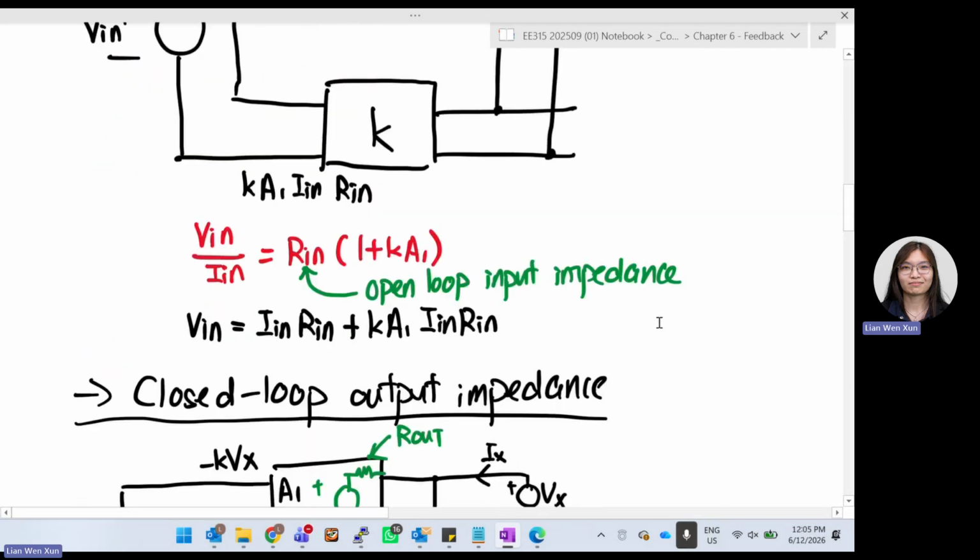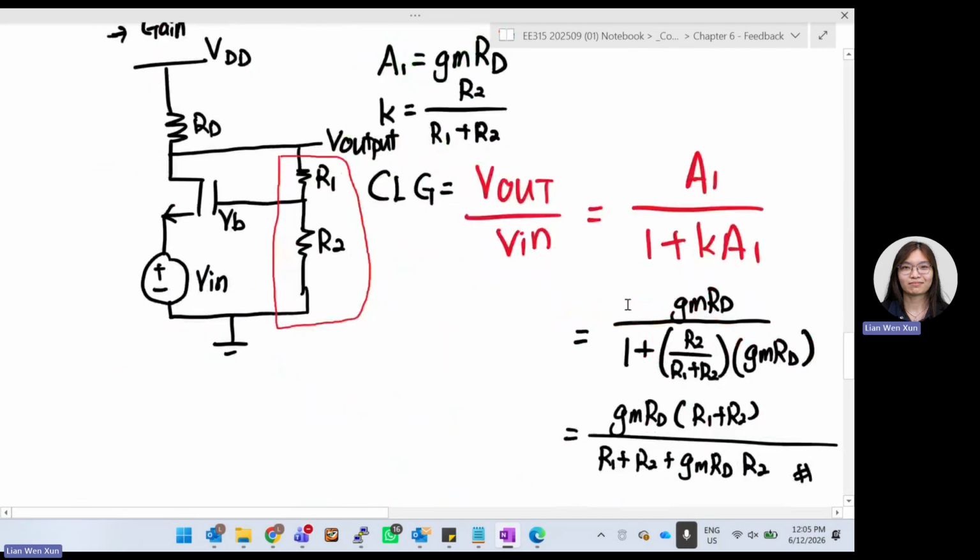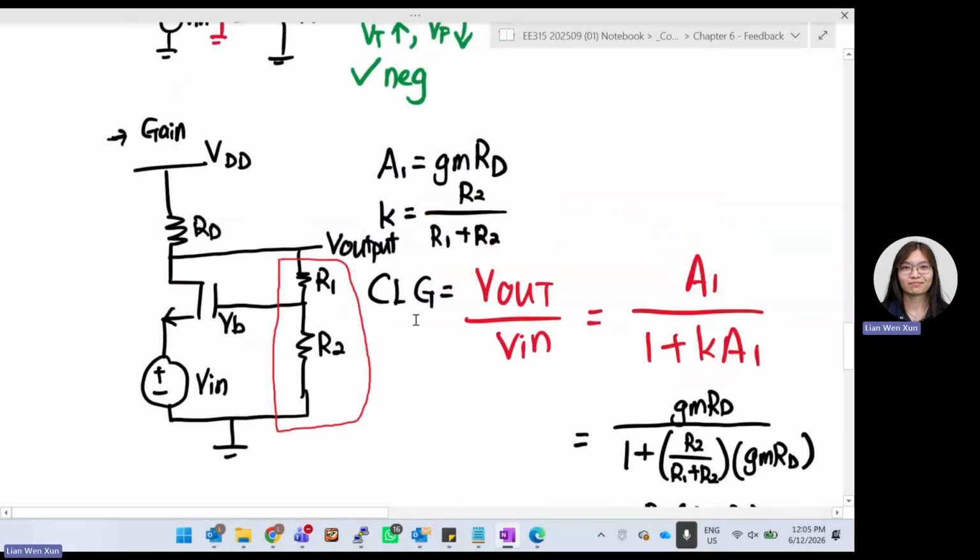So now we want to find the closed loop gain of this. Basically, it will be very easy. The closed loop gain is exactly A over 1 plus Ka. So what is your A? A is your open loop gain. This is a common gate circuit. If it is an individual amplifier itself, the common gate circuit is just A equals GmRD. It doesn't have the negative because it didn't invert. So it's GmRD.